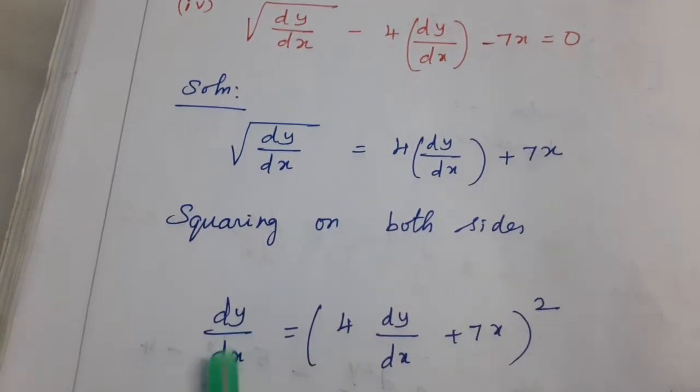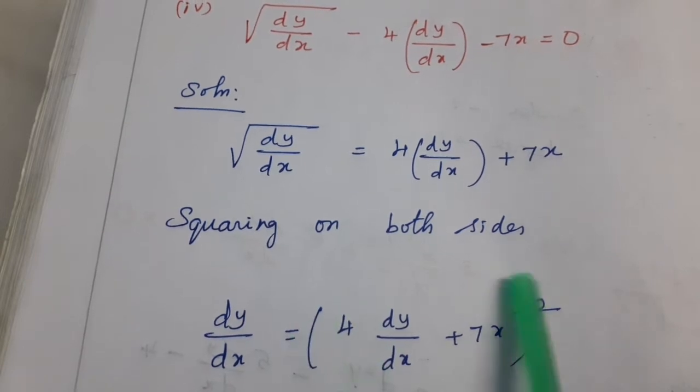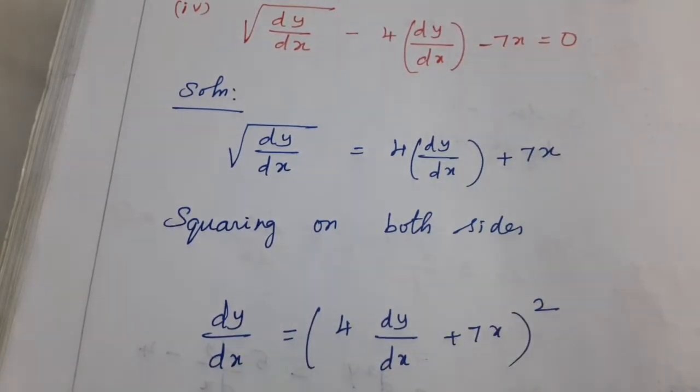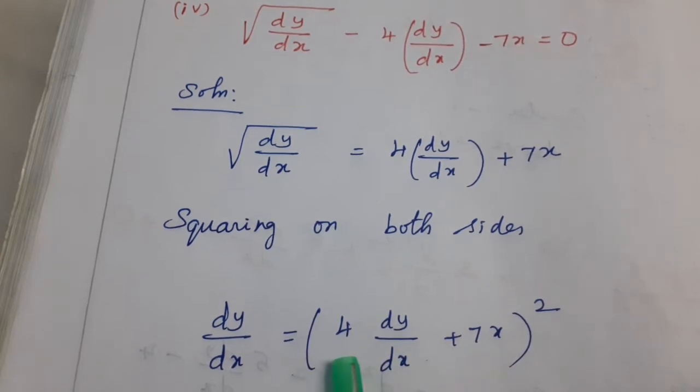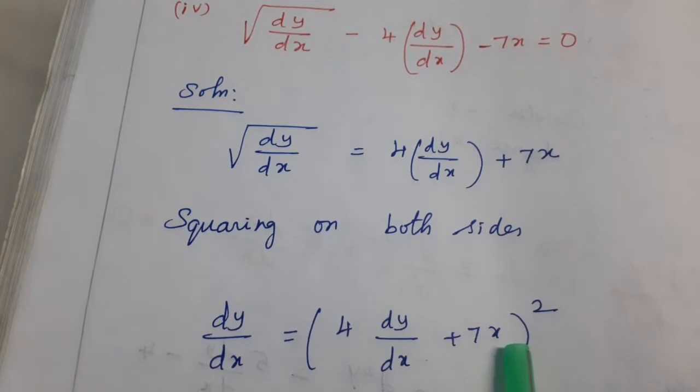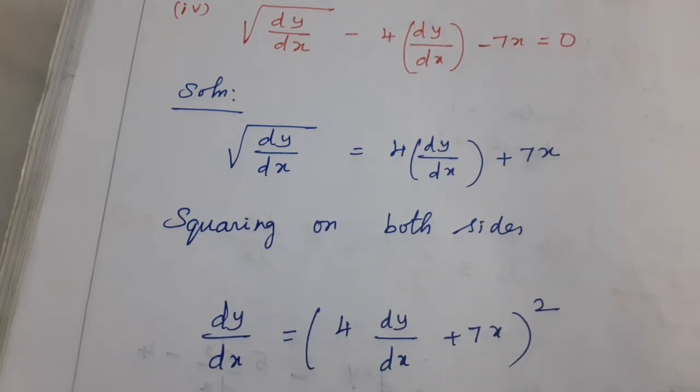The equation becomes 4 into dy by dx, the left hand side the whole square. So dy by dx whole power 1. Here see, what is this one? 4 square is 16. We have to square separately on both sides. This is not the a plus b whole square formula. 4 square is 16, dy by dx whole square, 7 sevens are 49 x square.